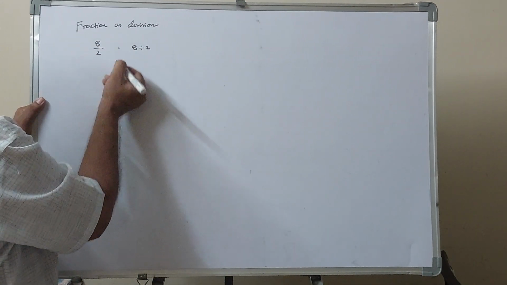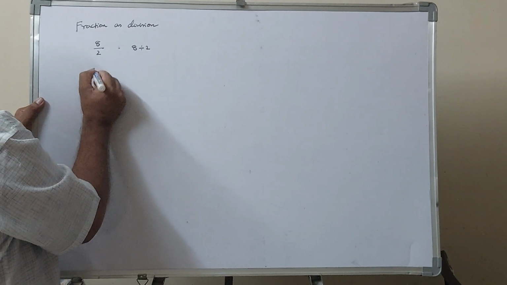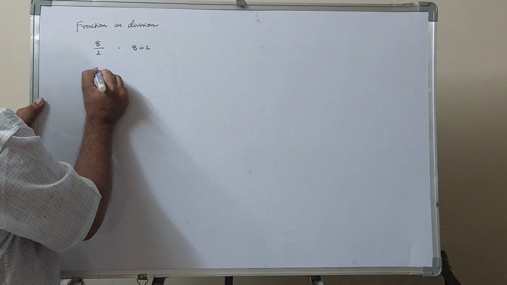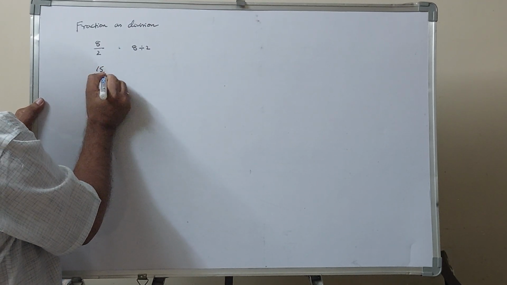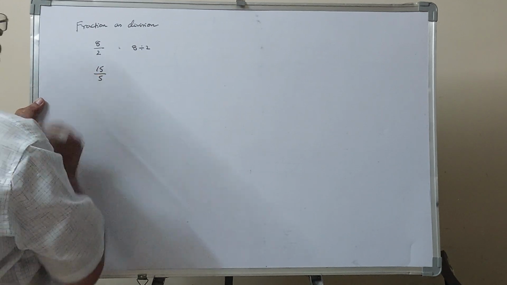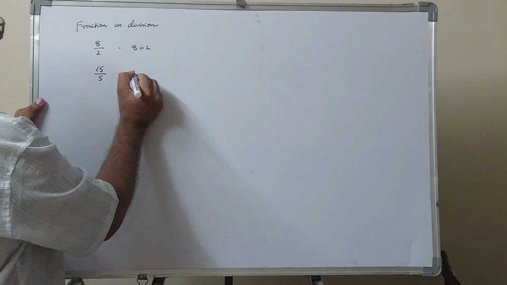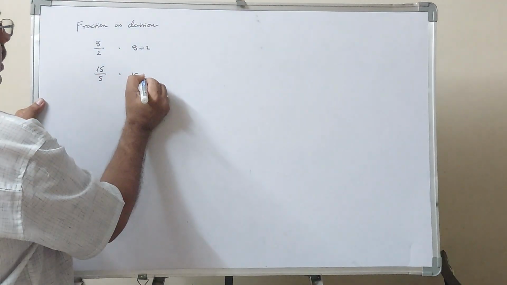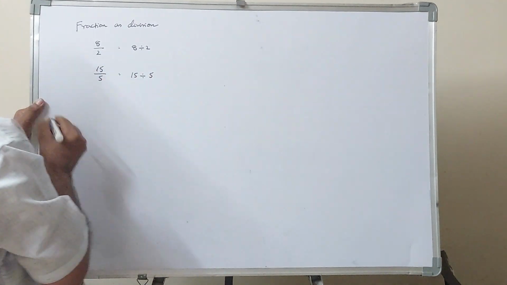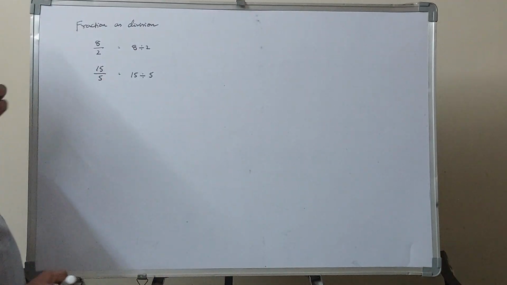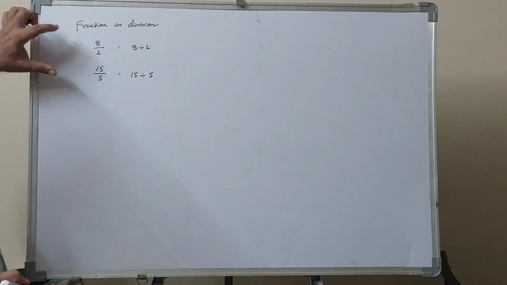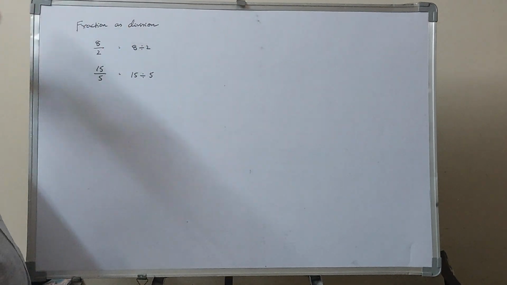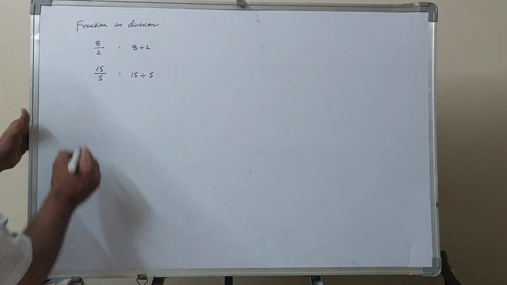Similarly, if I ask you to represent 15 by 5, how will you write it? It is 15 divided by 5. You can write it there. Okay. This is the way of writing a fraction as a division, and vice versa.